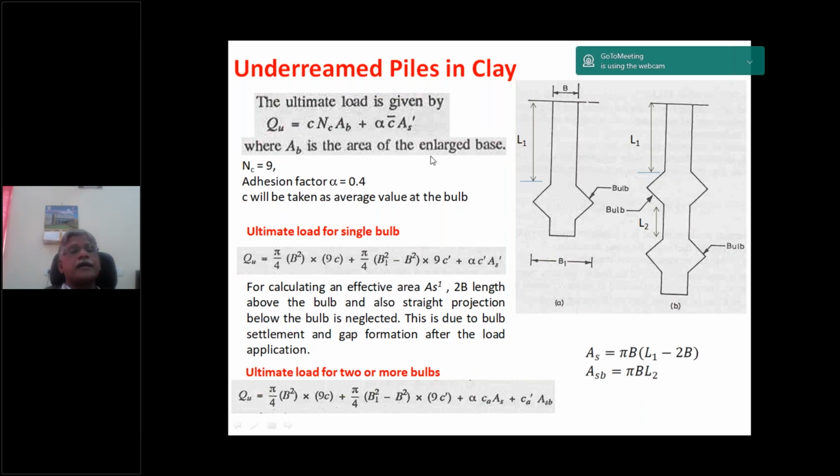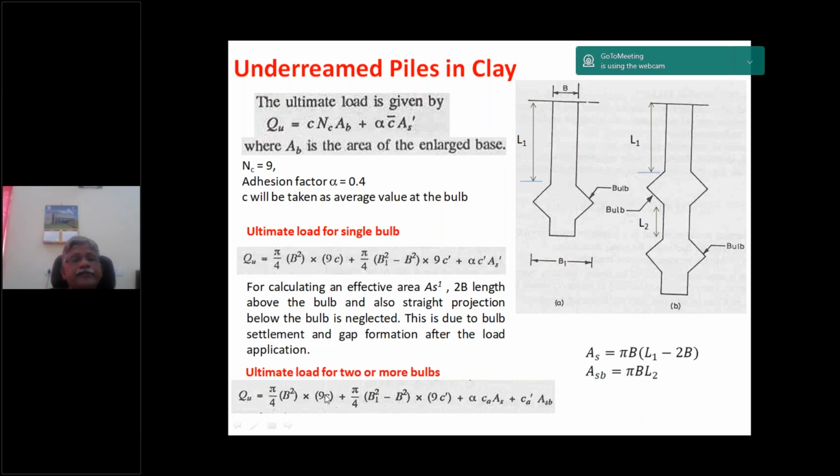The ultimate load for a single bulb pile is given by this formula: pi by 4 B squared times 9c, plus pi by 4 (B1 squared minus B squared). B is the shaft diameter, and here B1 is the bulb diameter and B is the straight shaft diameter. This is multiplied by 9c plus alpha c As. All the parameters are known to you, so you can easily calculate the ultimate load for a single bulb.